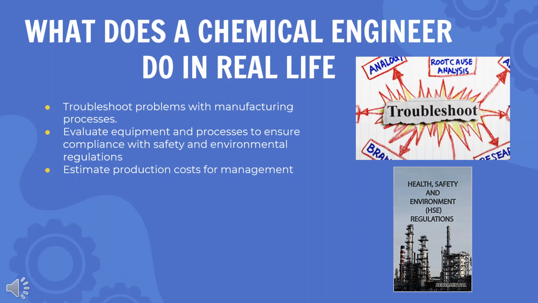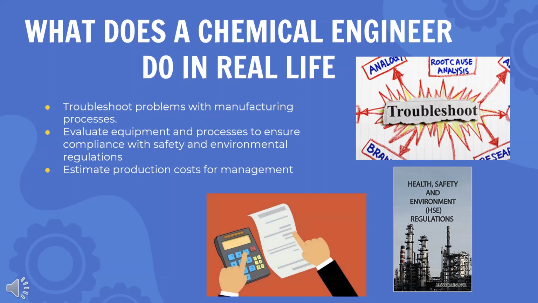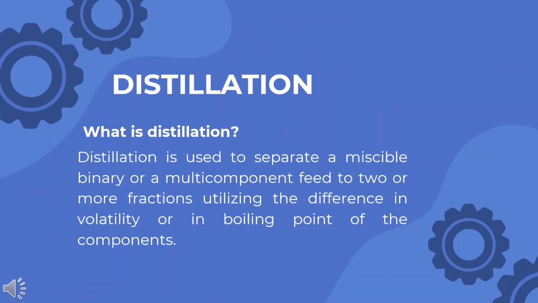And when it comes to a new project, a chemical engineer estimates production costs for management to make sure that the production is reliable enough to be produced in an economic way. And now to the distillation unit.